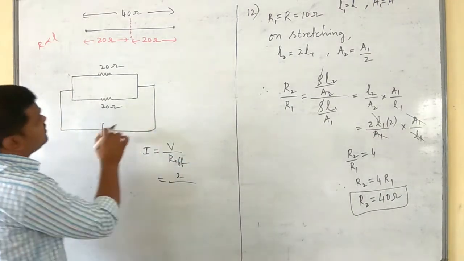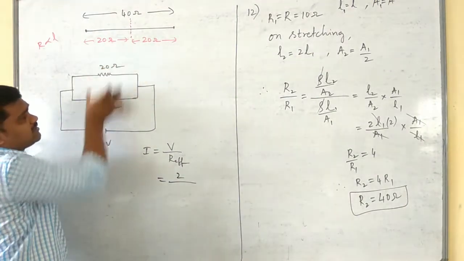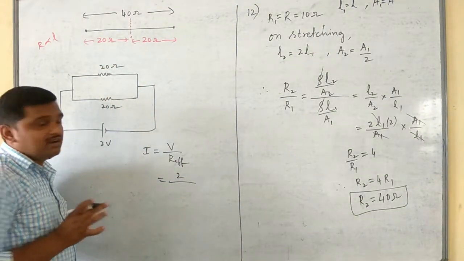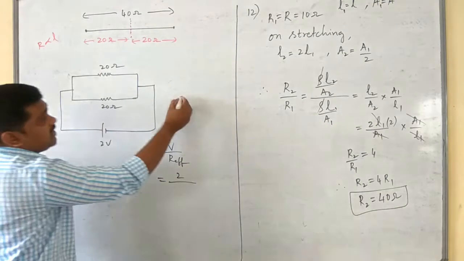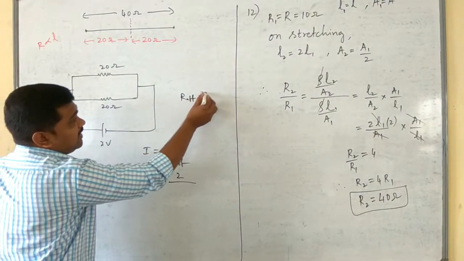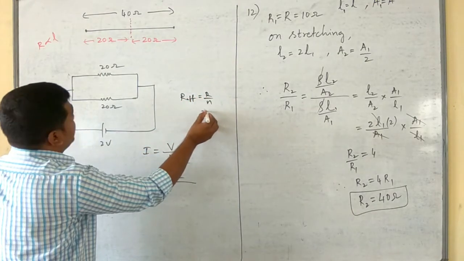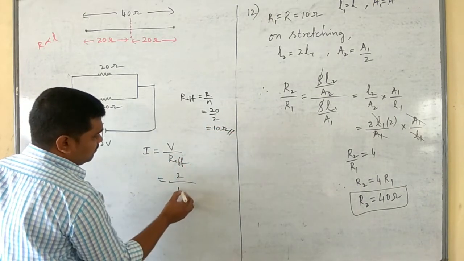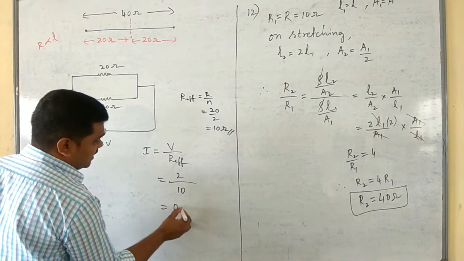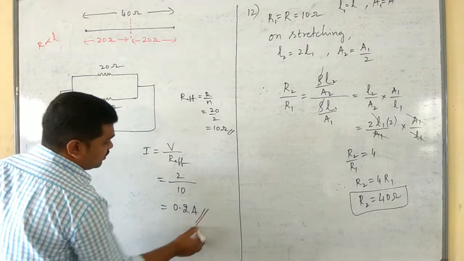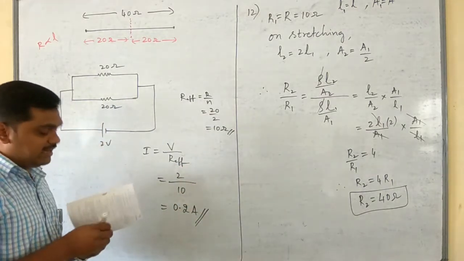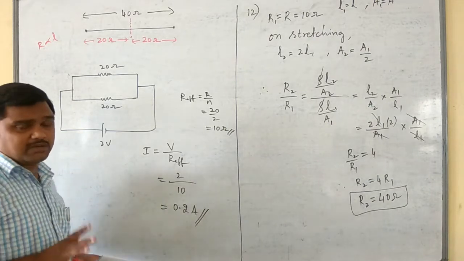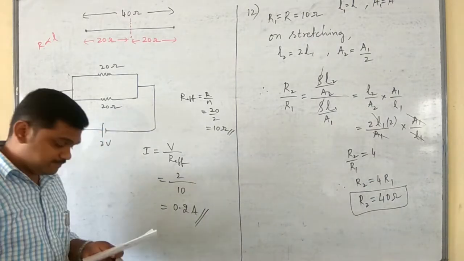What is the R effective here? When 2 identical resistors are connected in parallel, the R effective will be R divided by N. R by N means 20 by 2, which gives us 10. Therefore, the current becomes 0.2 ampere. Okay, so an important problem. Please go through it.